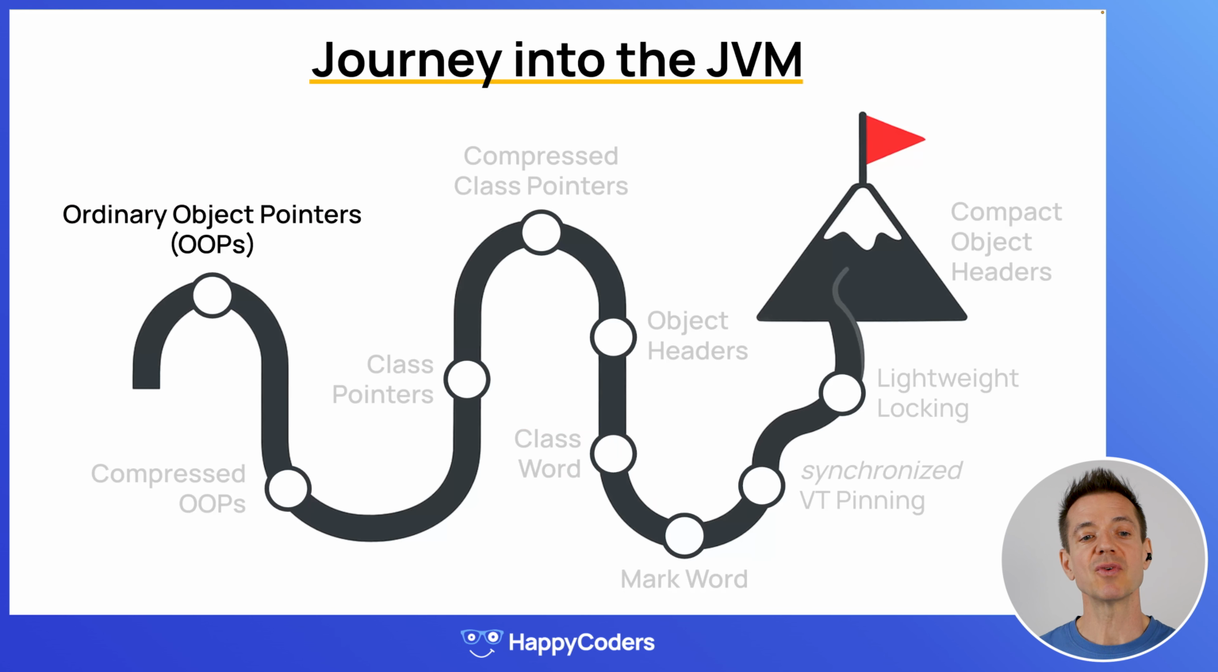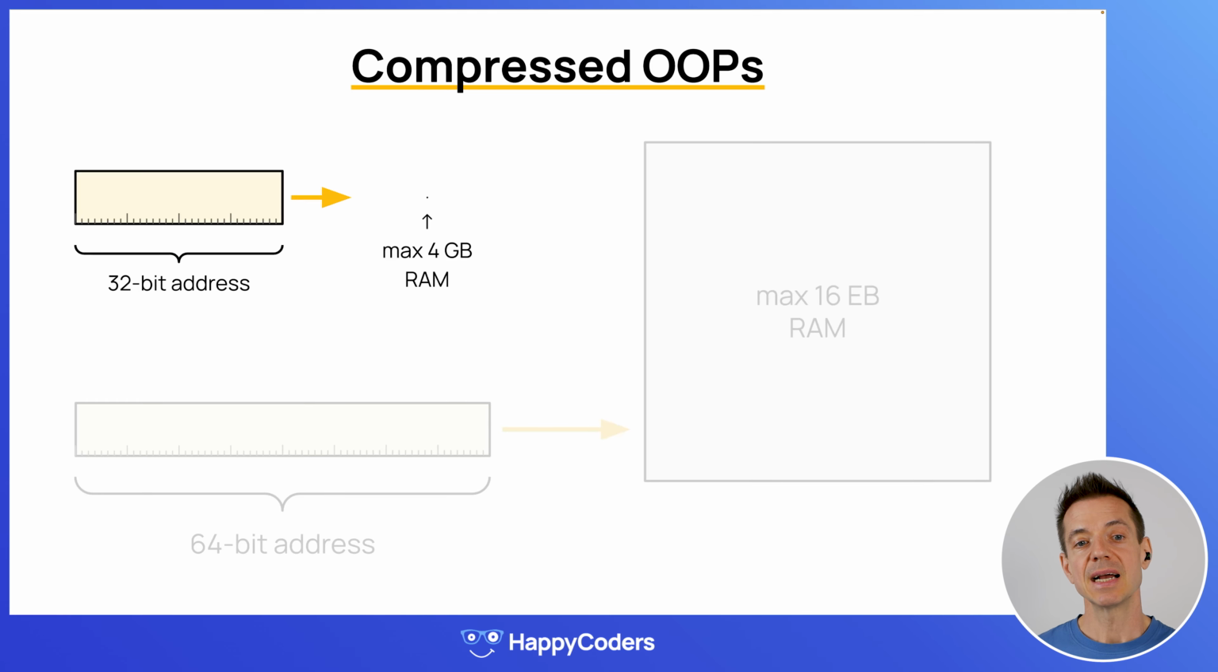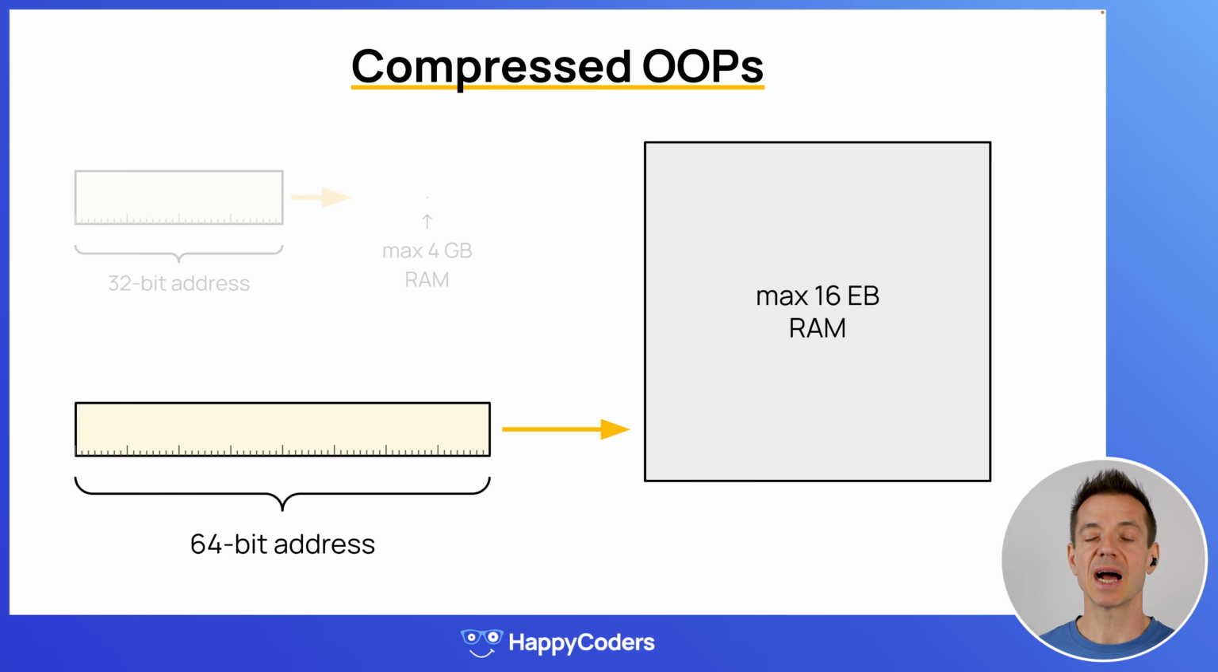And with that, let's move on to compressed OOPs. Instead of settling for one option, a maximum of 4 gigabytes of addressable memory, or the other option, twice as large pointers, the HotSpot developers found a clever compromise between addressable memory space and pointer length.